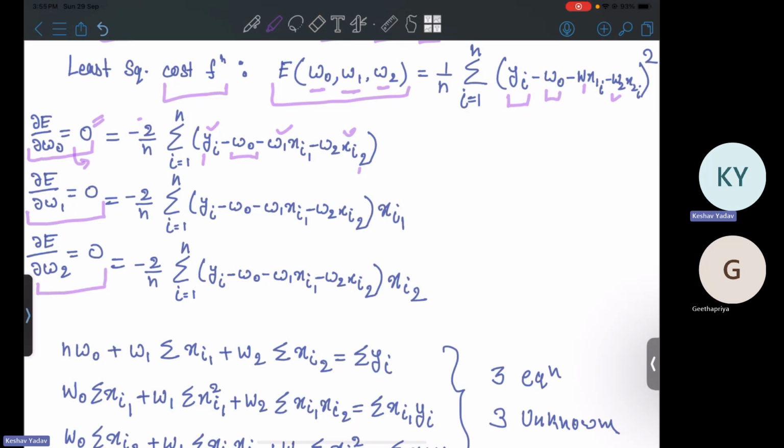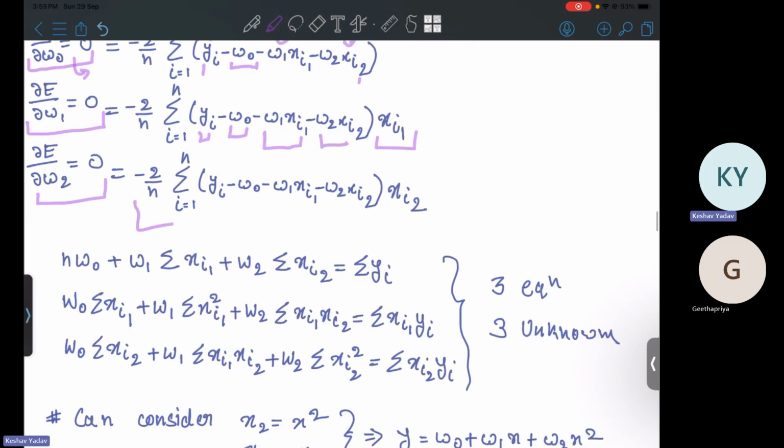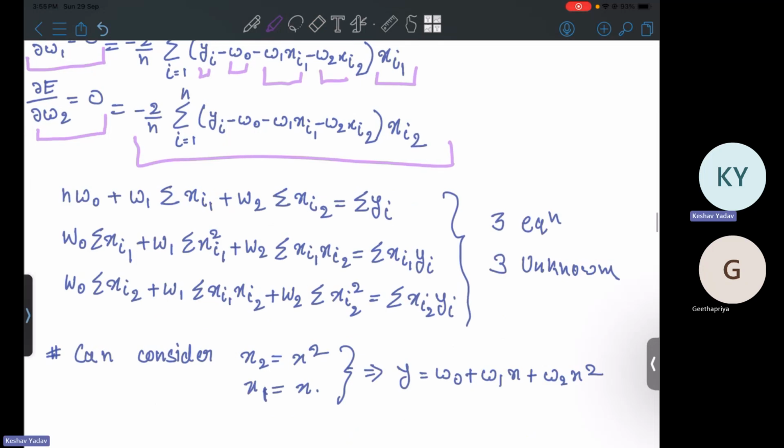Similarly, if you do the differentiation del E upon del W1, earlier we have a square, so this 2 will come here. Now this is constant for W1, this is constant, this is constant. The differentiation of this with respect to W1 will be equal to minus xi of 1. That's why we have written minus xi of 1 here, and we have taken minus 2 outside. Similarly, this will be the differentiation del E upon del W2. Now, if you see, we have three equations.